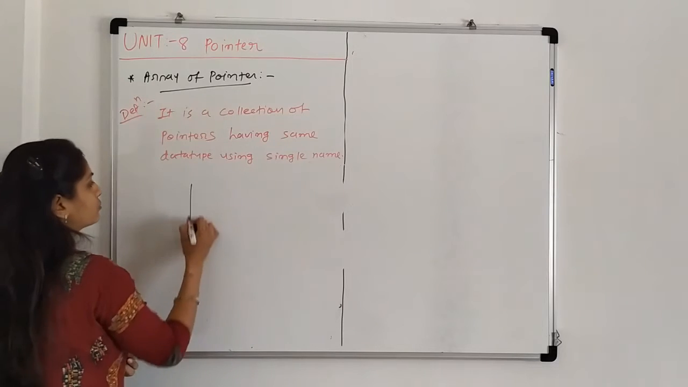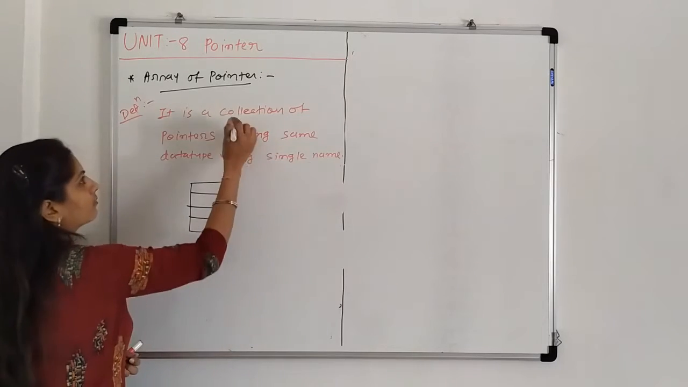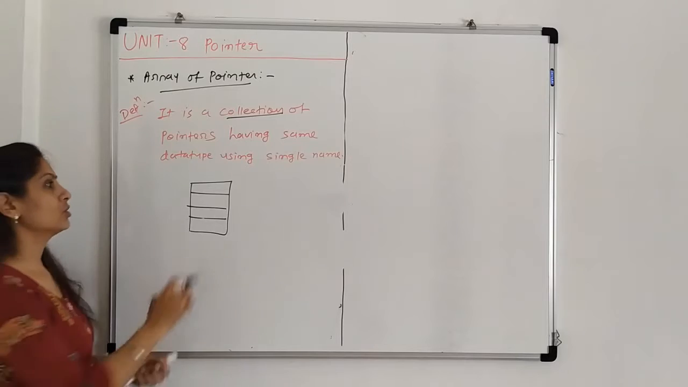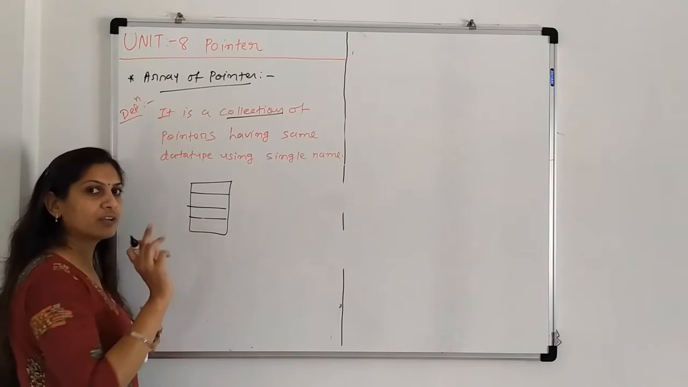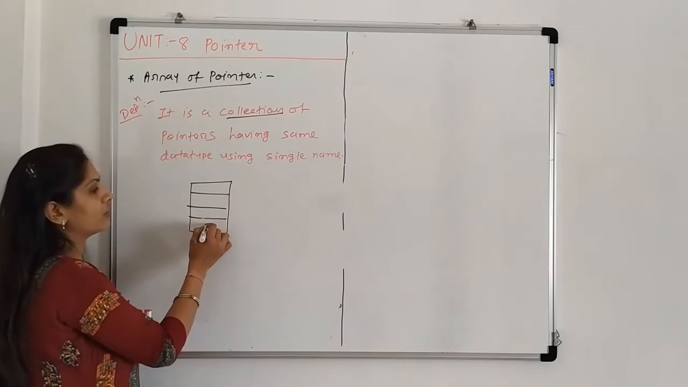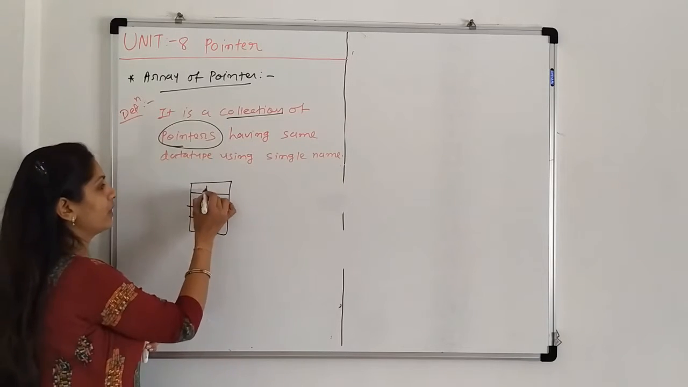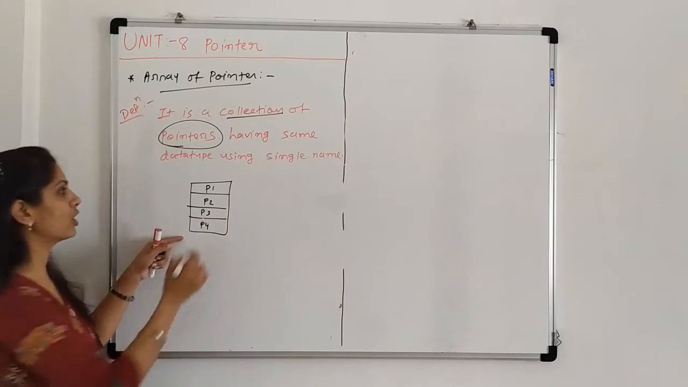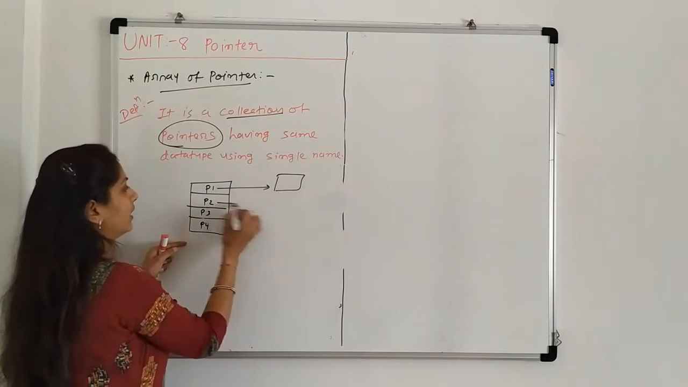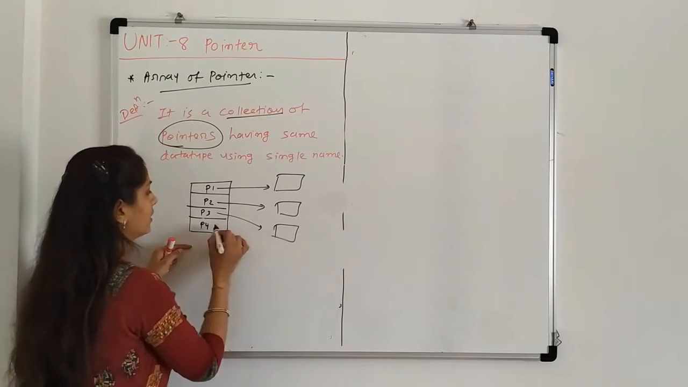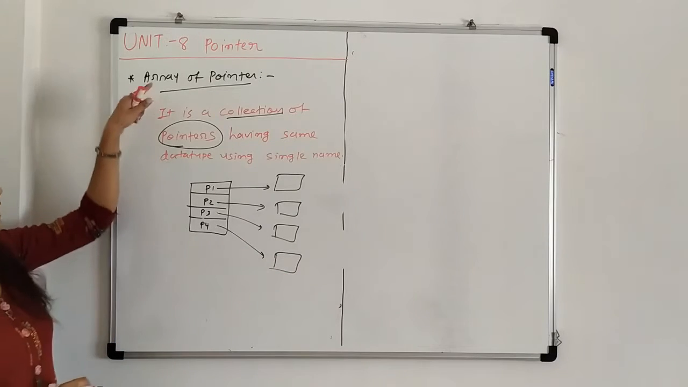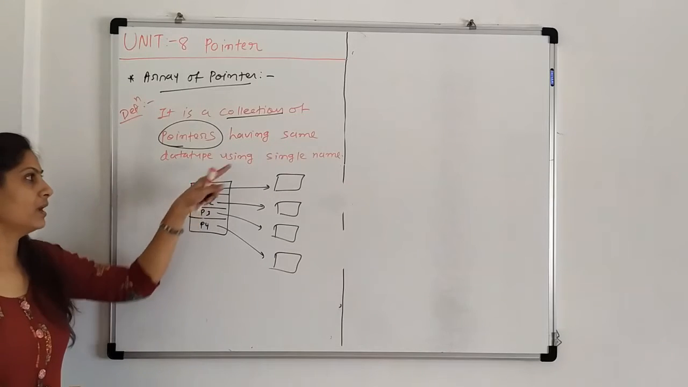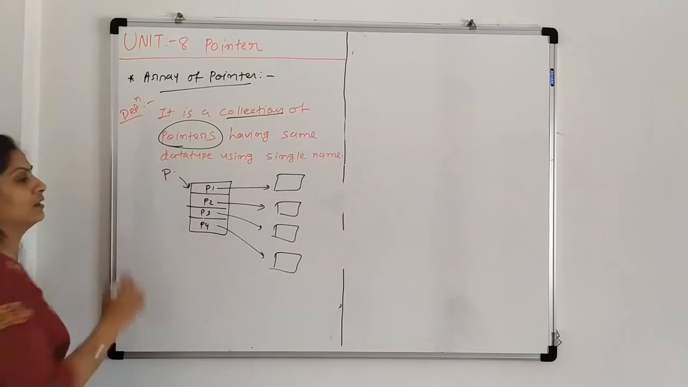If we have to draw the figure of an array, it is nothing but a collection of multiple items. Suppose here we draw 4 items. Each and every element is not a value. Each and every element of the array is a collection of pointers. So this is P1, P2, P3, P4. This is a pointer, meaning it points to someone, it points to another, and another, and another. That is known as an array of pointer. It has the same data type, each has the same type, and the name is single, that is P.